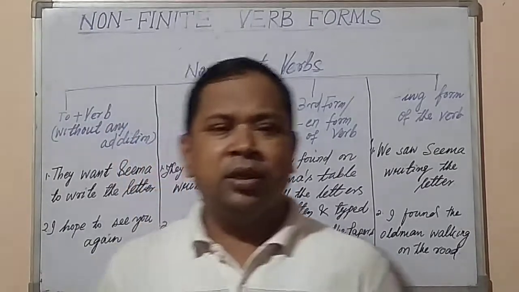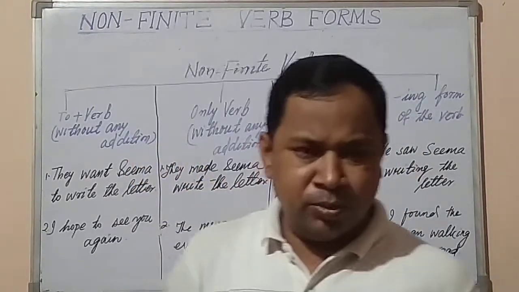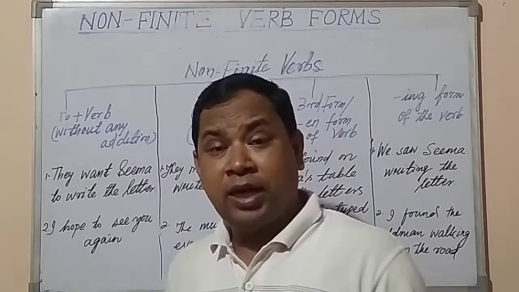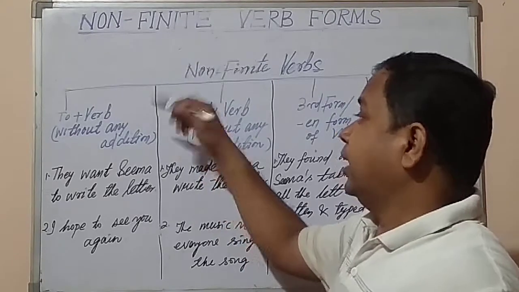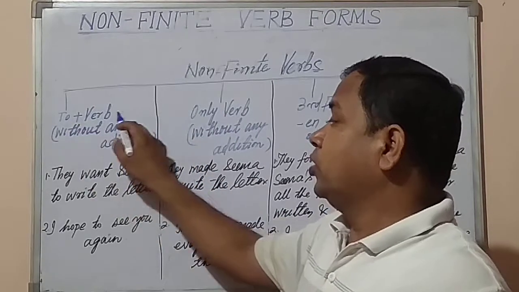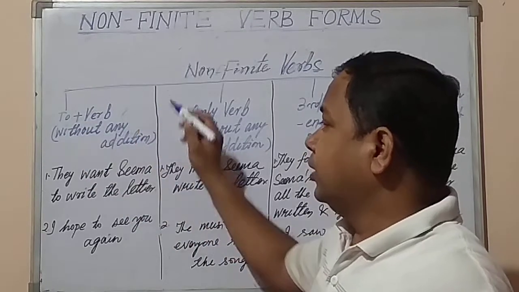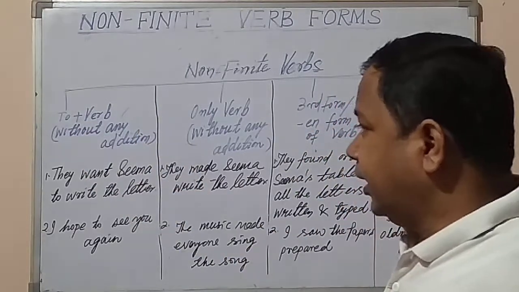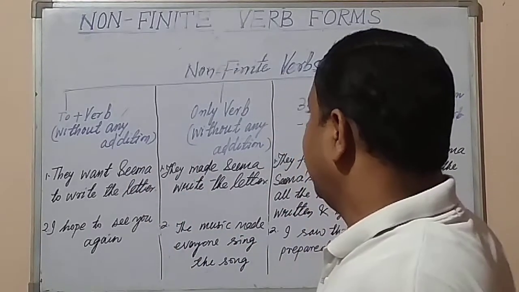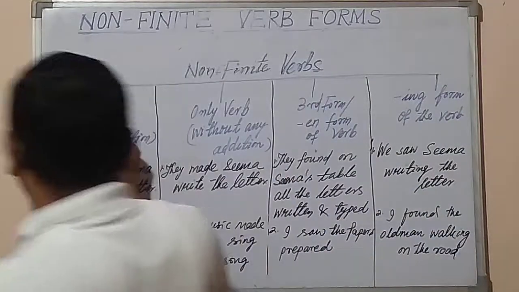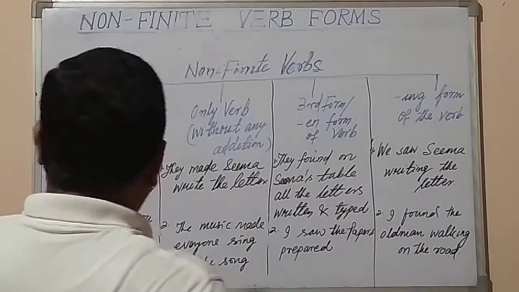Non-finite verbs are of four types according to their form. So what are they? Let us discuss, as we have seen in the examples. You see here, the first type is to plus verb. That means there will be a "to" in addition to the verb, and it can take an addition or no addition. Here, with an addition means it will take something.